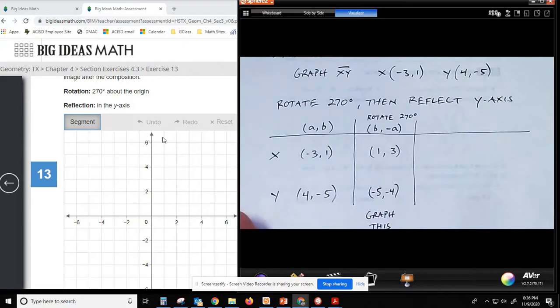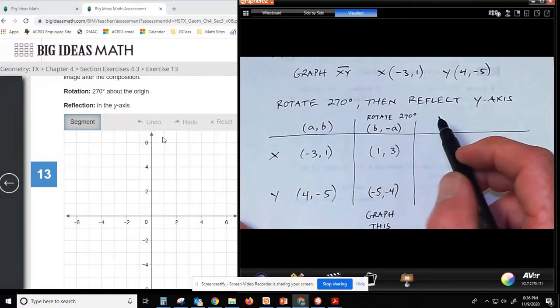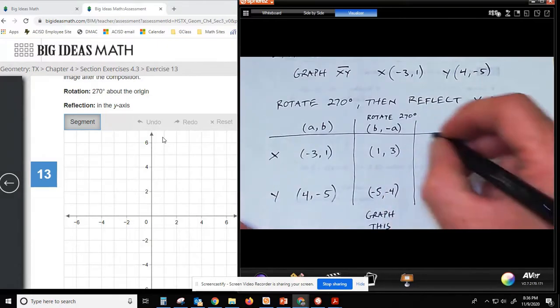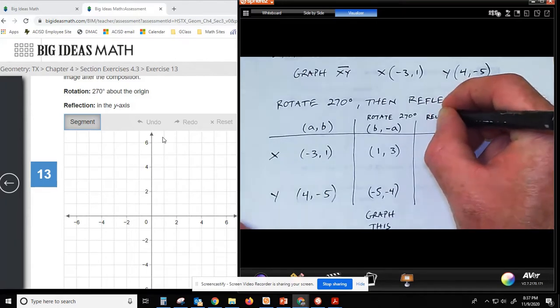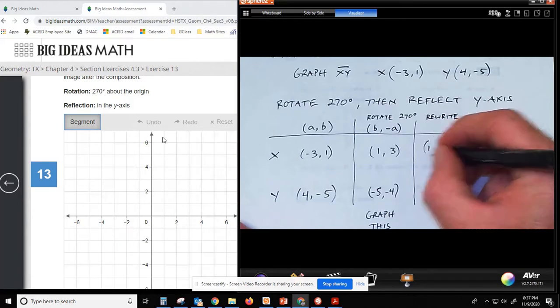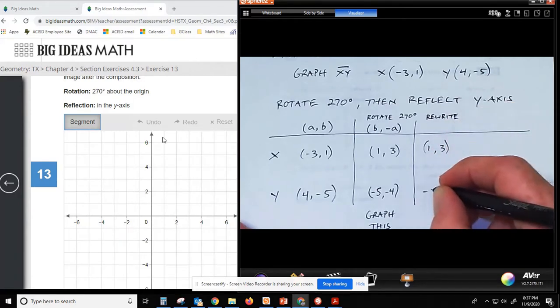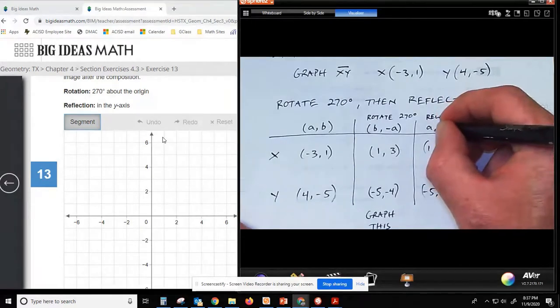All right, I'm going to start over because I have to transform it again. I need a reflection over the y-axis. So now here are my new points, and I'm going to rewrite them. Now I have (1, 3) and (-5, -4). Okay, so these are a new set of A and B.